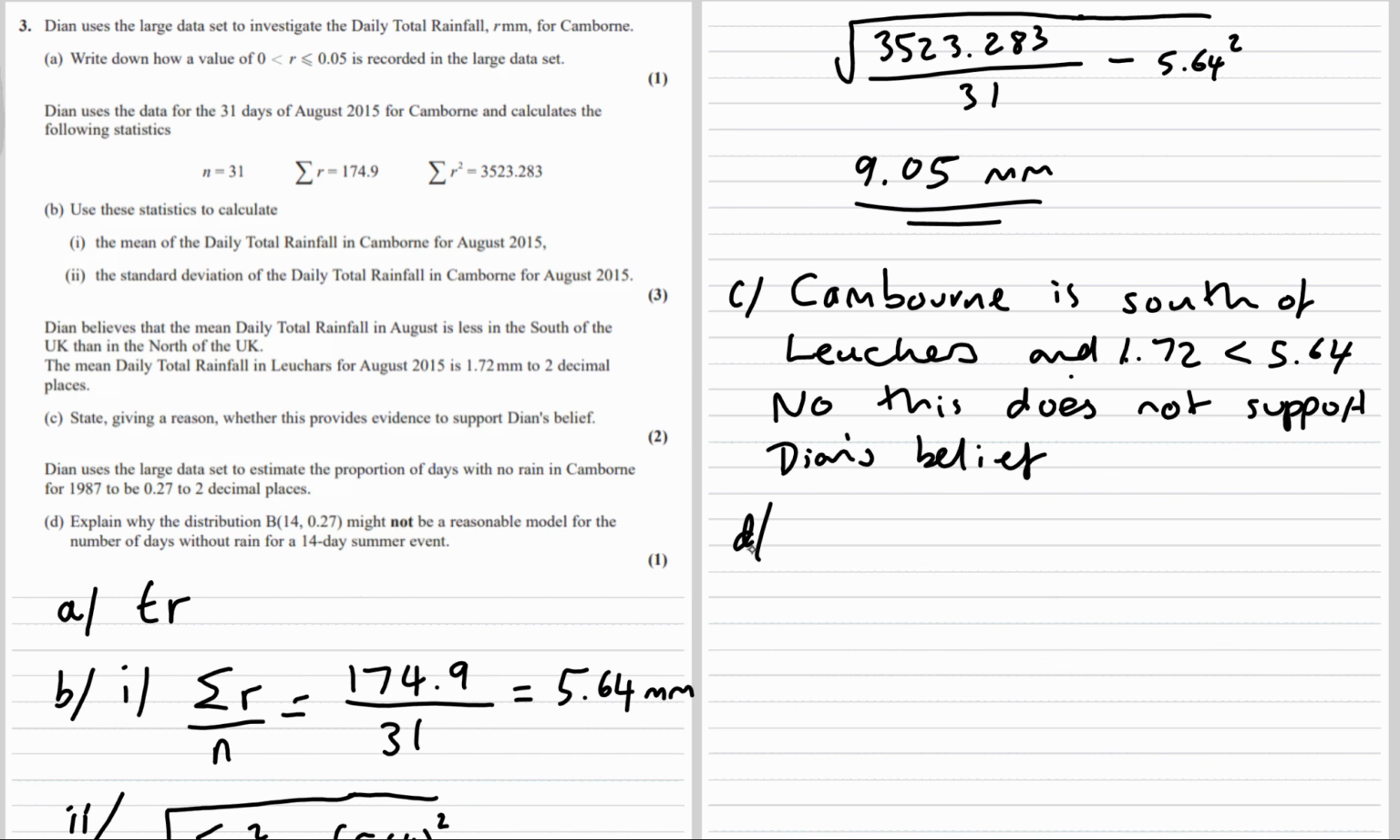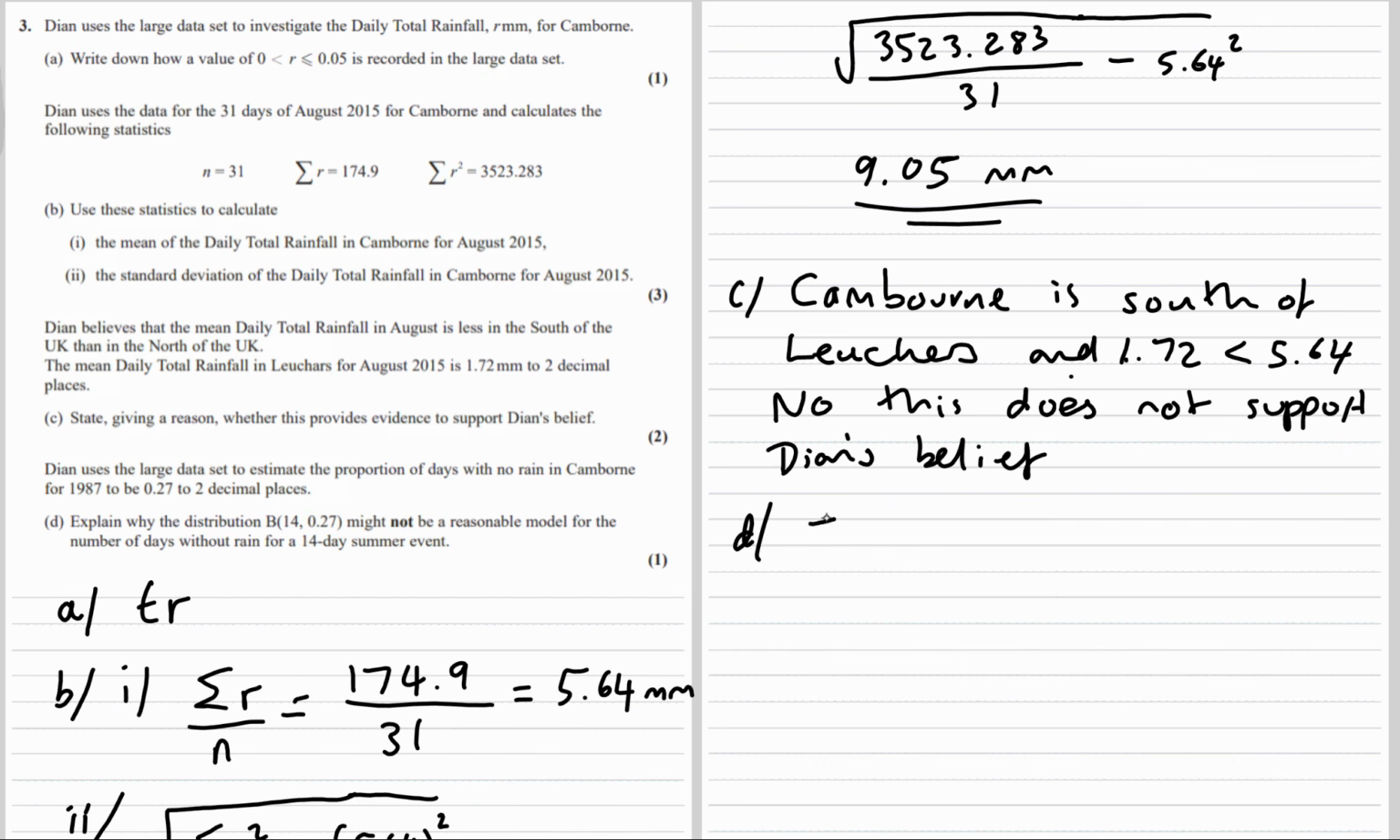So the rainfall is unlikely to be a constant. The mean will change, go up and down depending on the month. And we could also say that one day won't be independent of the next day. So if it does happen to rain in the 14-day summer event, the next day's got a higher chance of raining as well. So either of those two answers.